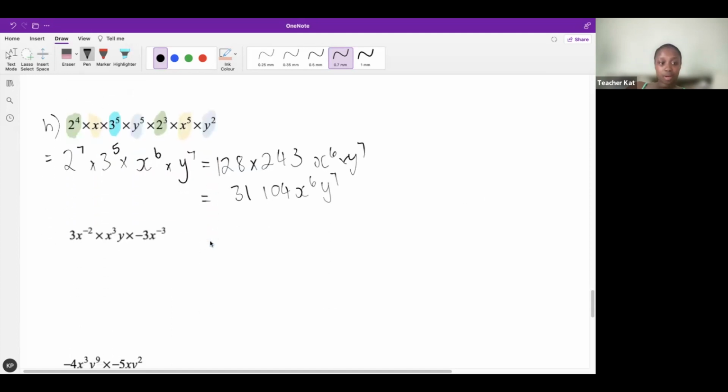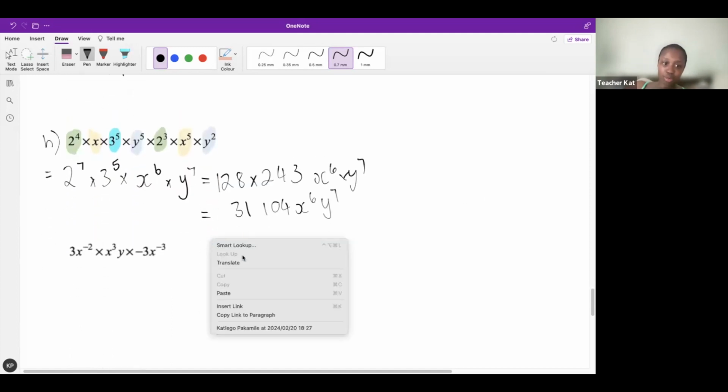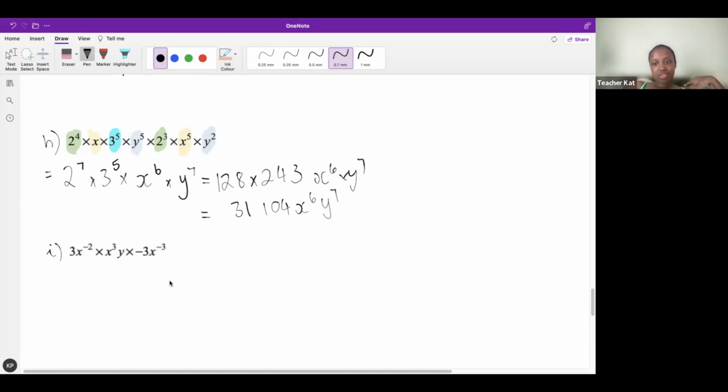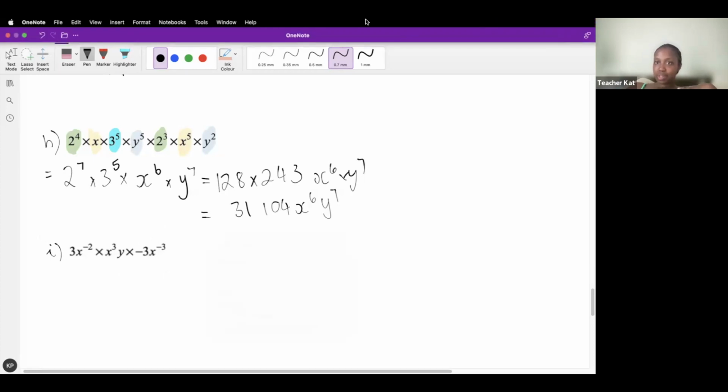Let's do this one. I'm going to have to come up with new questions after the brain break because we are burning through these questions very fast. Okay, let's do the next one. Are 3 and -3 the same base? Let me hear what you guys have to say. 3 and -3, can we say those are the same base?